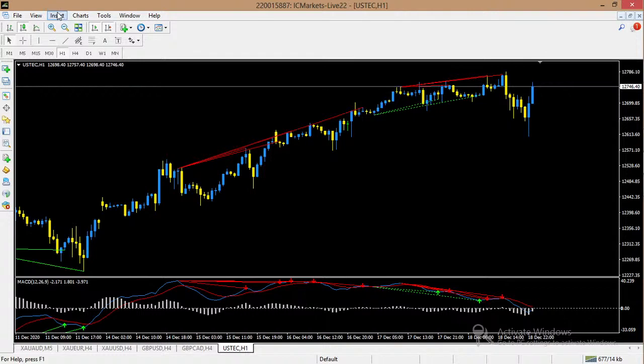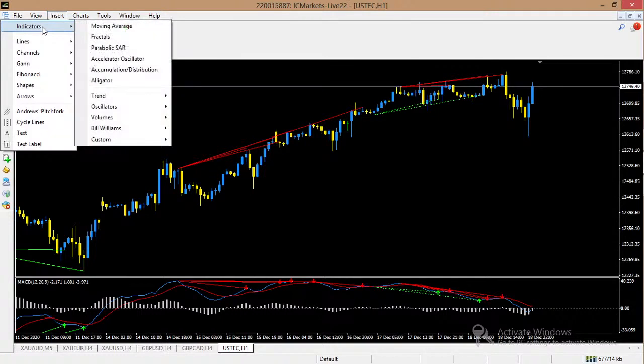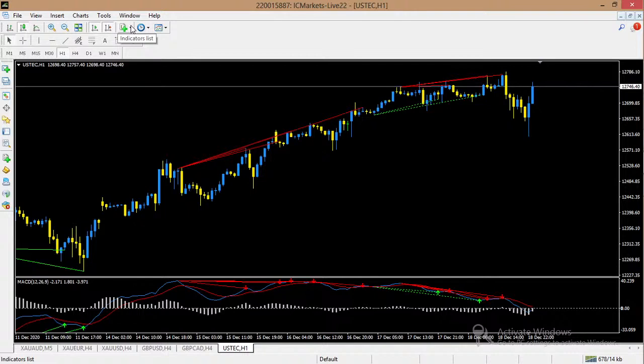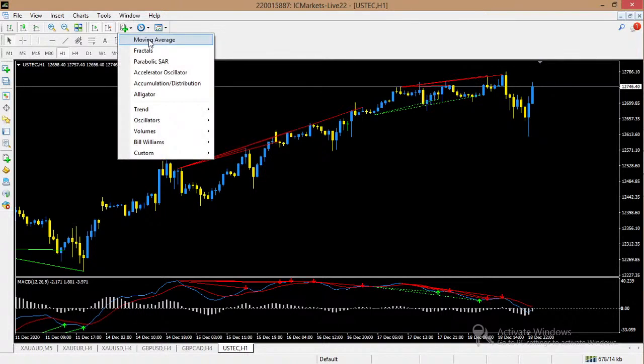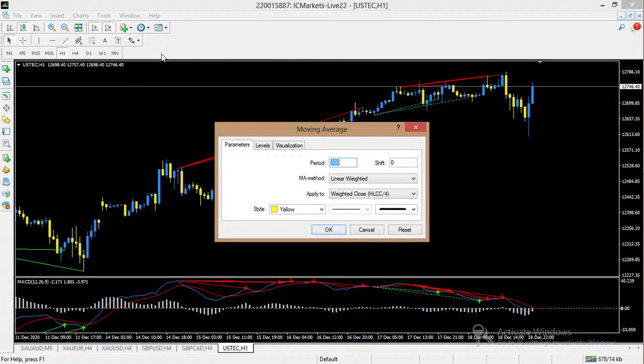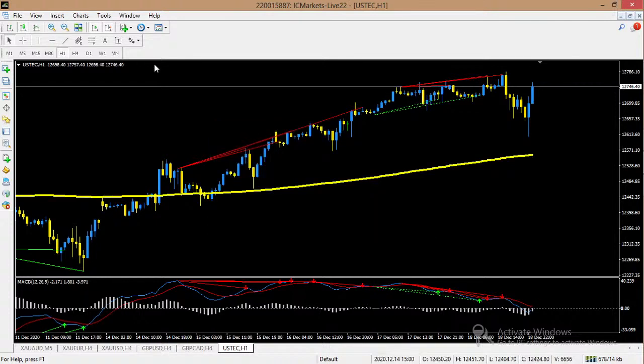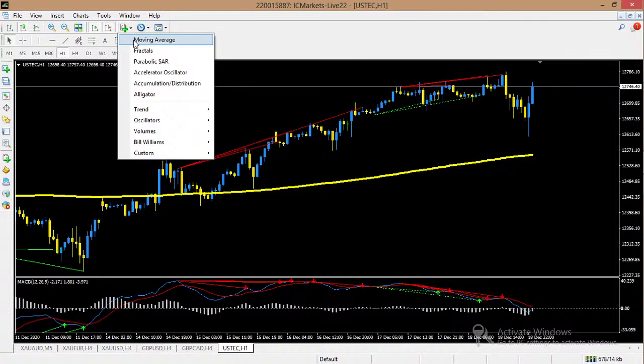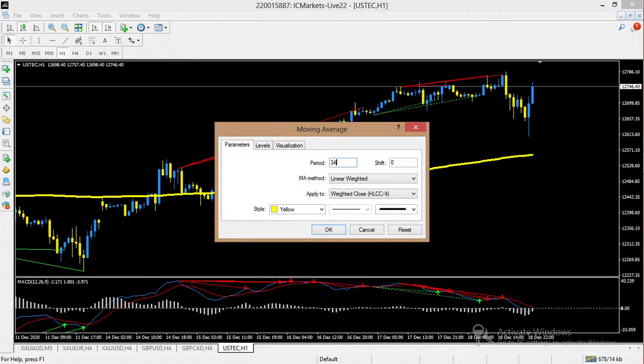You go to insert here and choose the indicators, then you come to moving average, but then I would like to simply use this indicators list. Then you click moving average. Then at first you set the 300 linear weighted moving average. Then you go back to indicators list, select moving average as well. This time around you add 34 moving average.